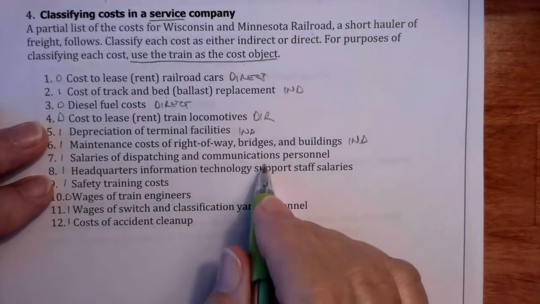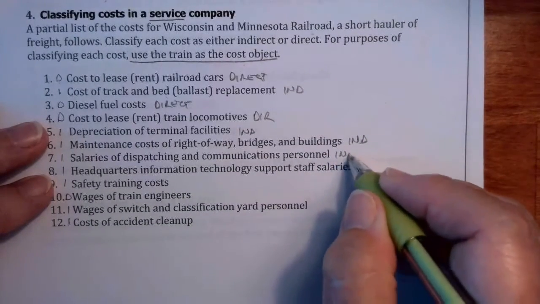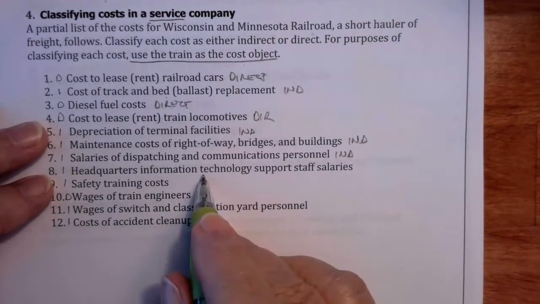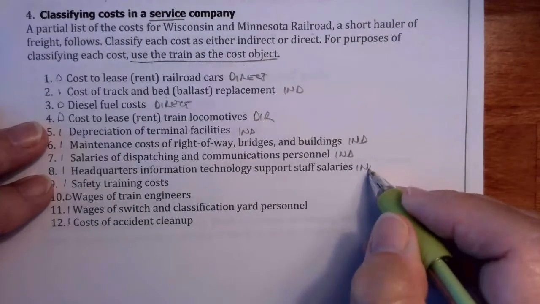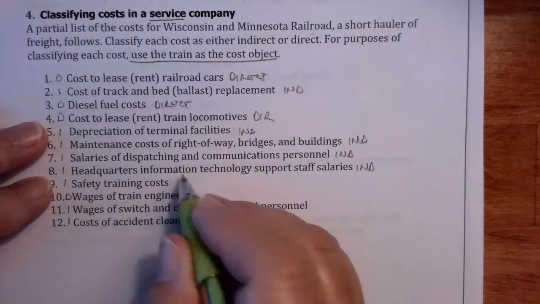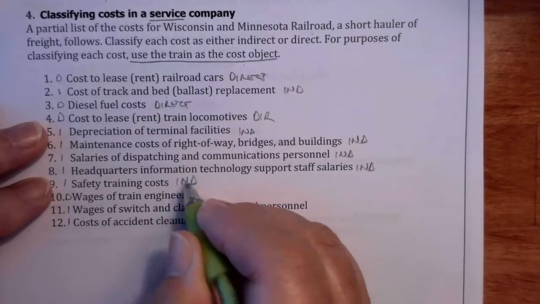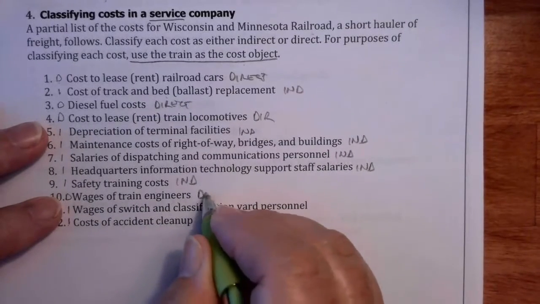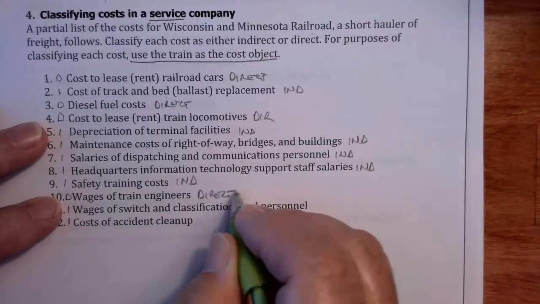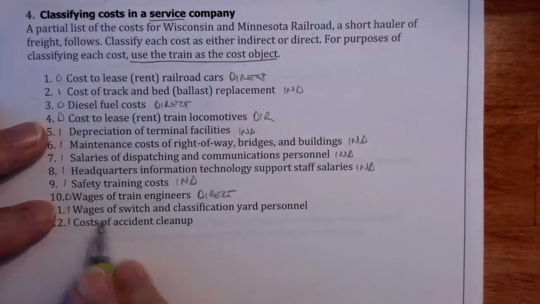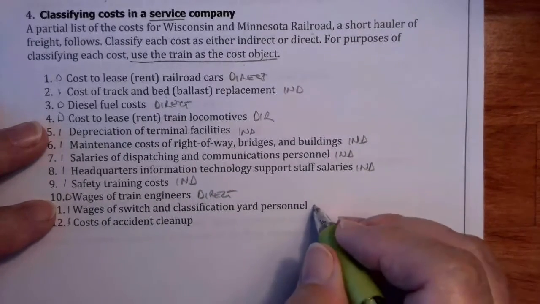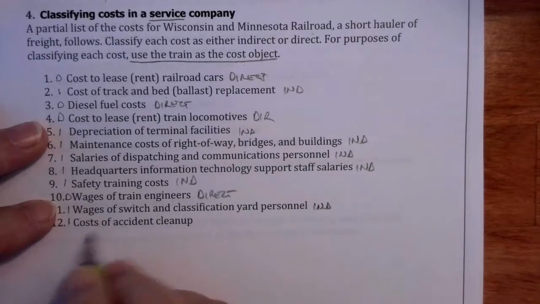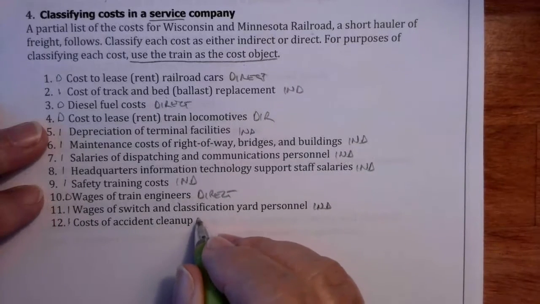Salaries of dispatching and communications personnel, indirect. Headquarters of information technology support, for sure, indirect. Safety training costs, indirect. Wages of the train engineers, direct. Okay, wages of switch and classification yard personnel would be indirect. And costs of the accident cleanup, oh boy, that would be indirect too.